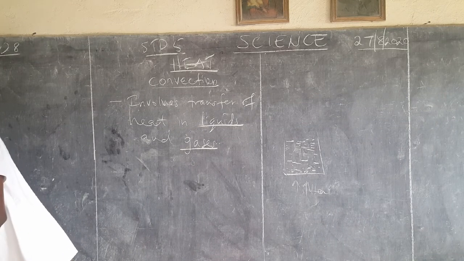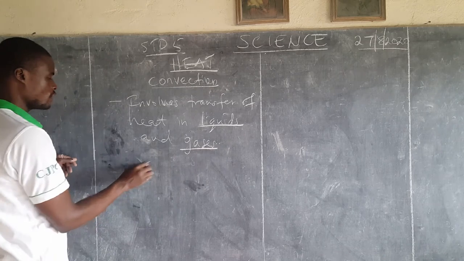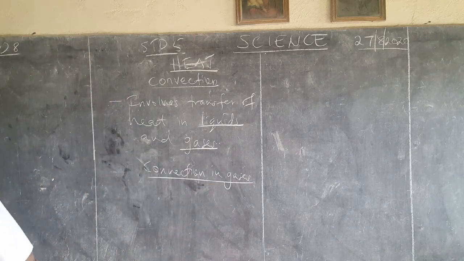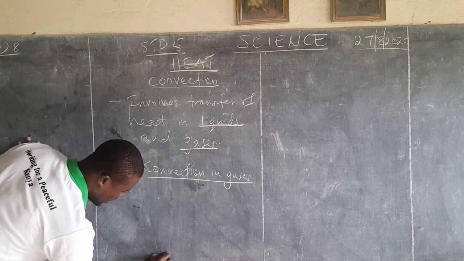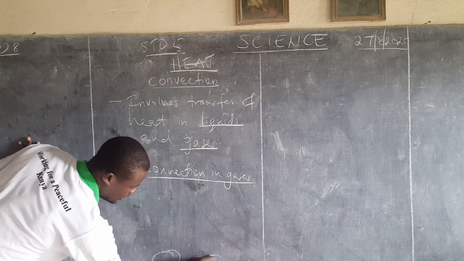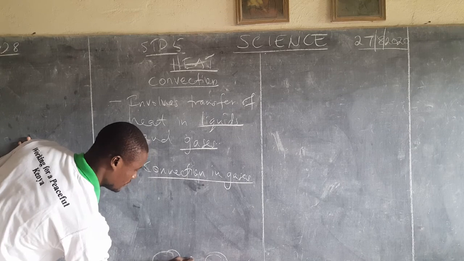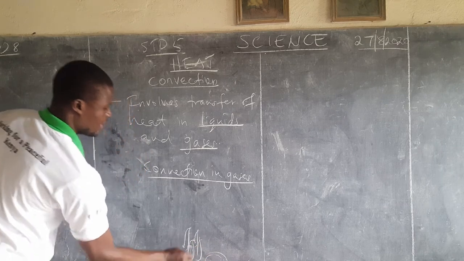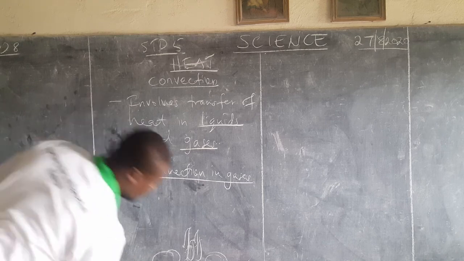So convection in gases, we're going to look at the first one. We have two of them, in liquids and gases. So convection in gases. Under that manner, here we're going to use a demonstration of fire. Let me use the three stones, the traditional three stones. Use that. And then fire is being produced here. These are tongues of fire. Fire comes from that place. And then we're likely to see. My diagram is not visible, so I'll grab it again.